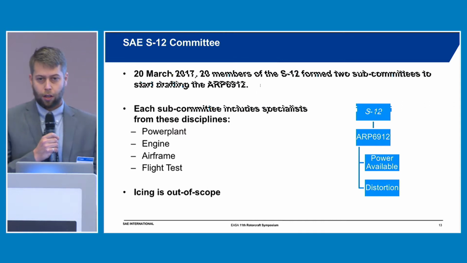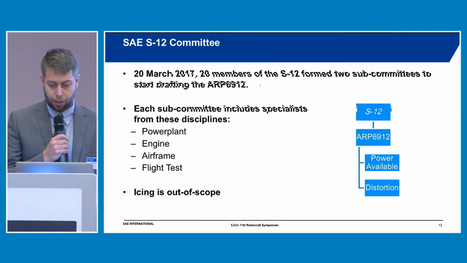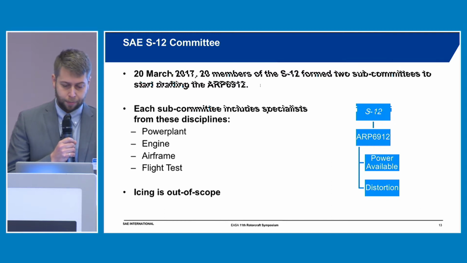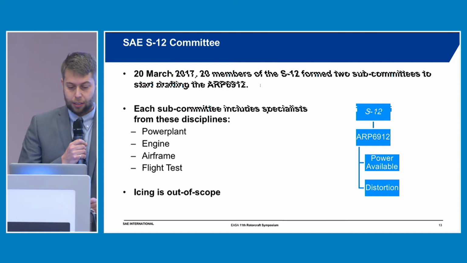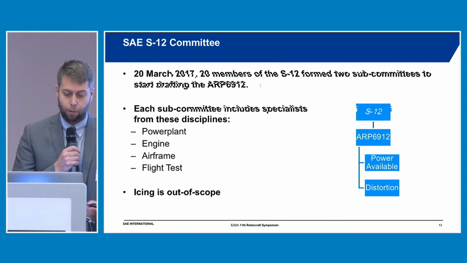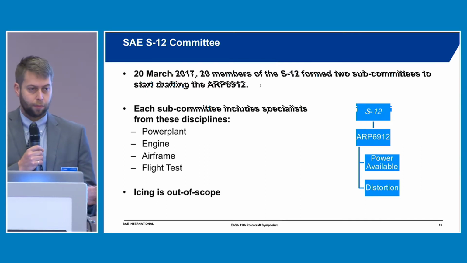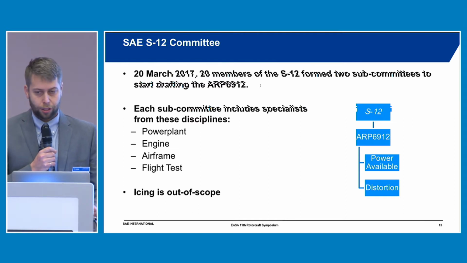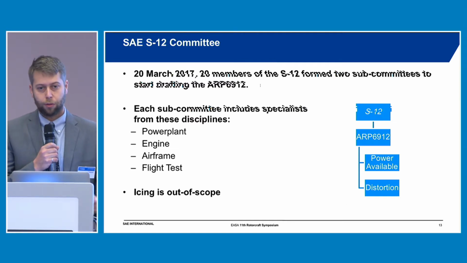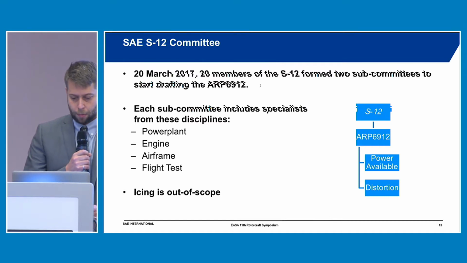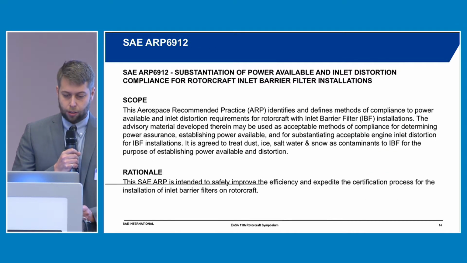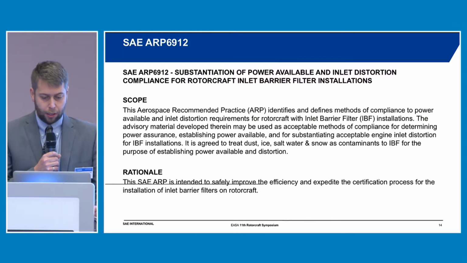In March, 20 members of the S12 committee formed 2 subcommittees. Each of those subcommittees include representatives from the power plant, engine, airframe, and flight test disciplines. And the 2 subcommittees are power available and the distortion. Some people are on both of those subcommittees. So the scope of the ARP is to identify and define methods of compliance to power available and inlet distortion requirements for IBF installation.